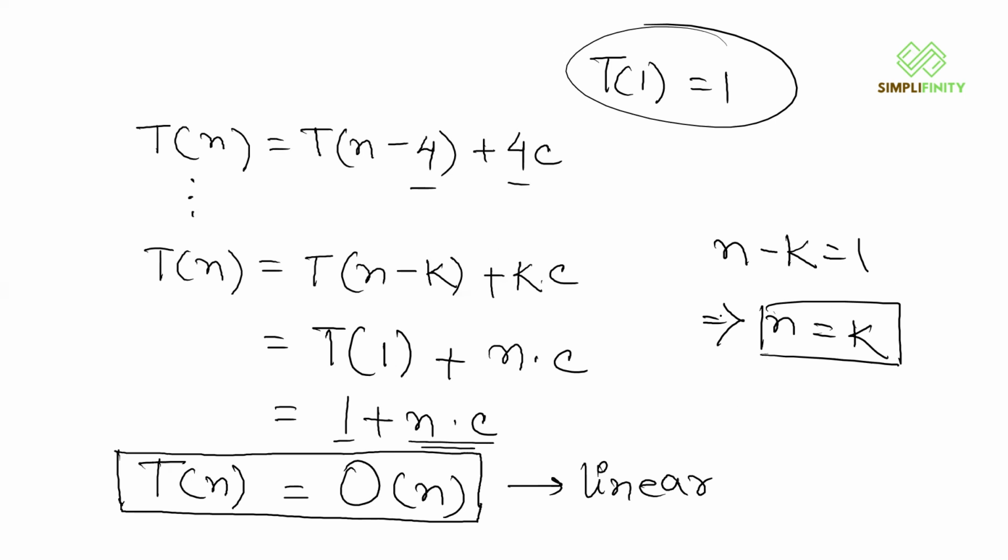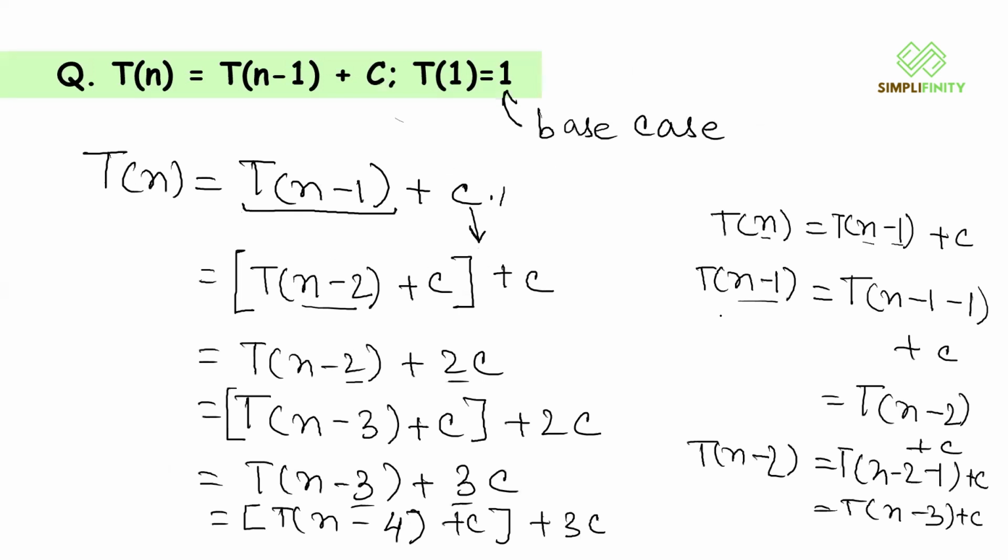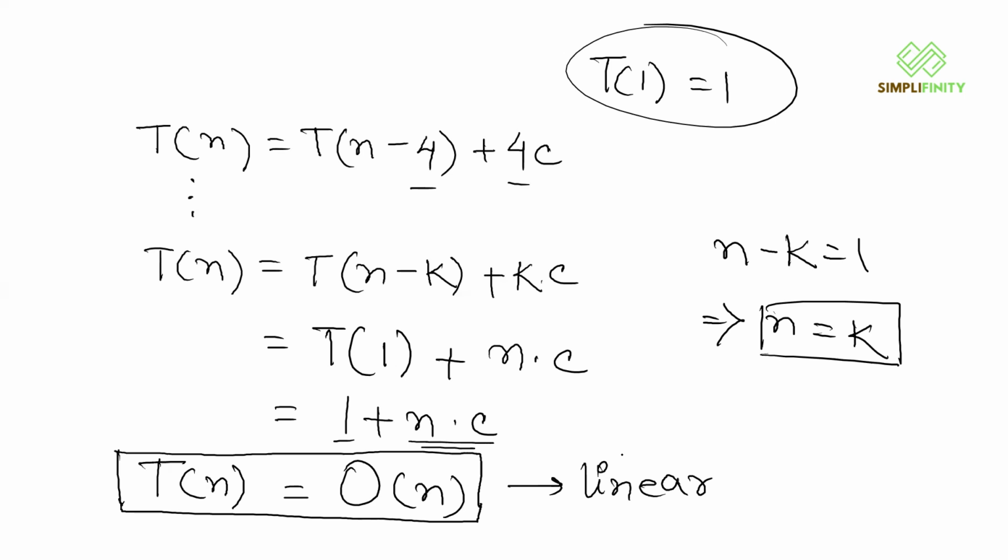Now, let's have a quick recap of what we did. We just found the base case from the question, then we found the general equation of the recurrence relation, we applied the base case over here, and we got the time complexity.